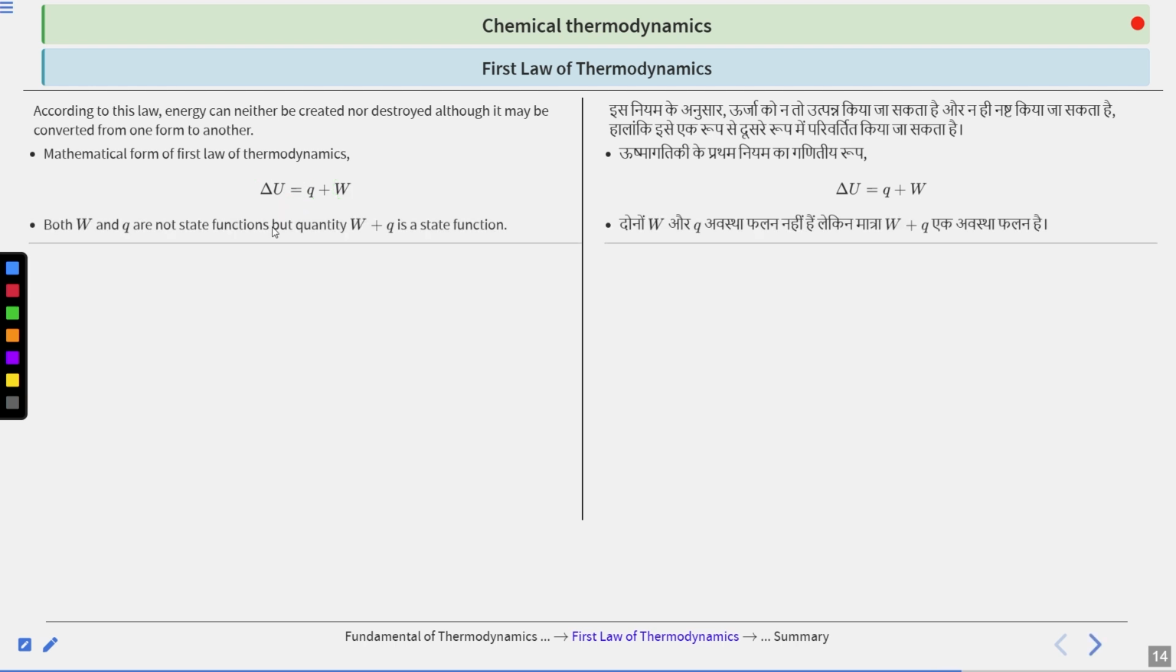Both W and Q are not state functions, but W plus Q is a state function. This is very, very unique to see: Q and W are path functions, but the addition of both of these is a state function. So you don't have to derive a general conclusion, I am just saying it. But that extensive property by extensive property will give you an intensive property. That thing is very, very important. Clear?